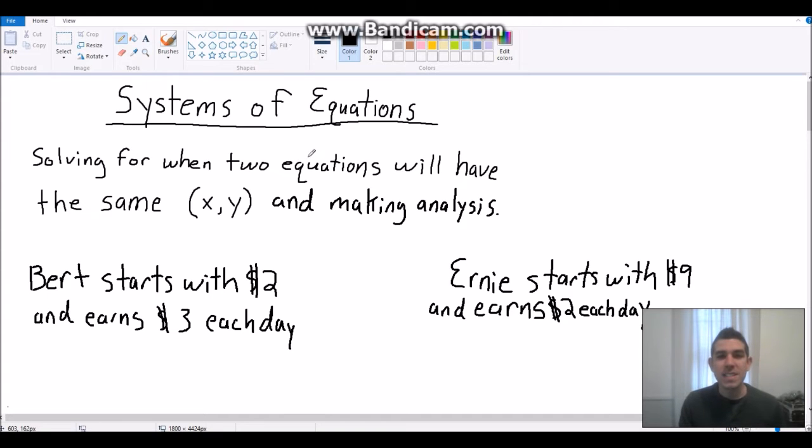Today we're going to talk about systems of equations. Now all this is just more than one equation. Systems is just a fancy word for more than one. So we'll have actually like a bracket with more than one equation.